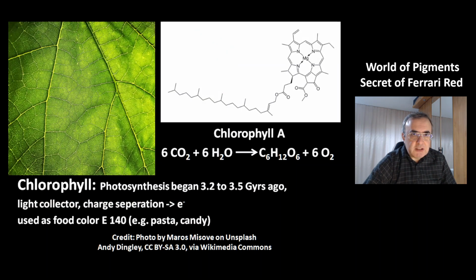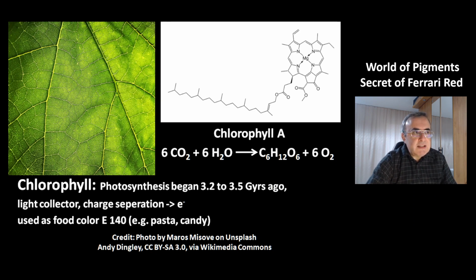This is a very important green pigment, chlorophyll. At the right you can see the formula of chlorophyll A. There are different variants. And photosynthesis was invented by nature 3.2 to 3.5 billion years ago. Life on Earth is at least 3.8 billion years old.